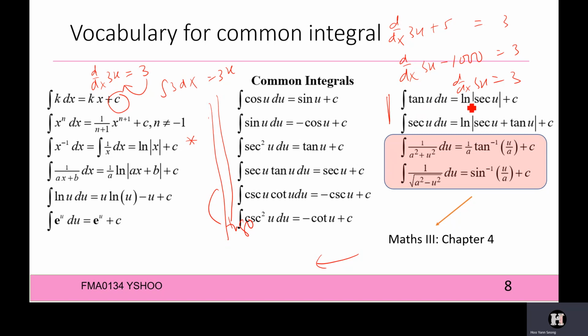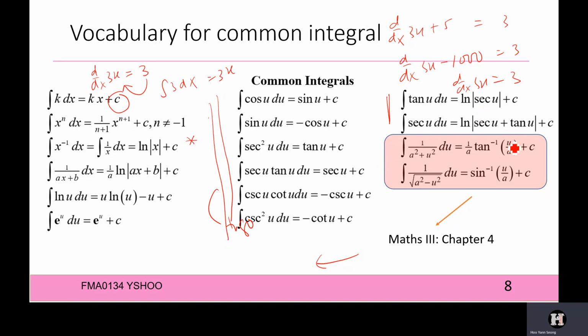Okay, so if you look at here, why do they have this one? Because some subjects, from other universities or whatever, will ask their students to memorize this. But for us, especially for me, I do not encourage you to memorize. So actually you can integrate tangent u, and then you will get ln secant u by using integration by parts.